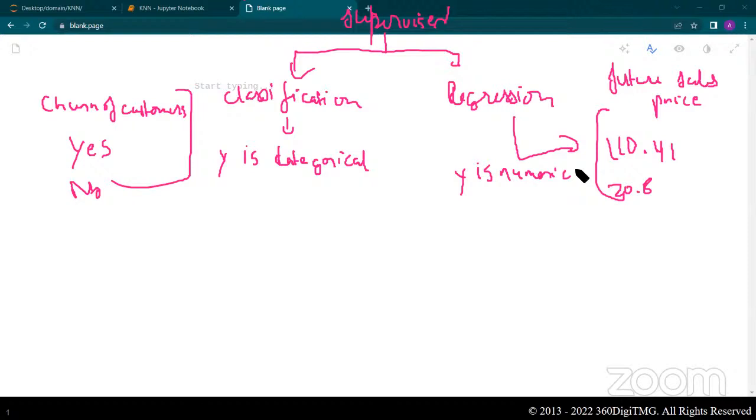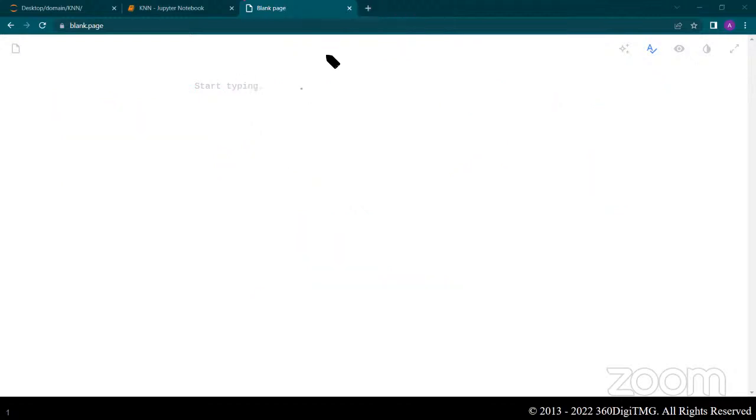Now, what we are taking a look at today is what we call KNN. Now, what is KNN? KNN is K nearest neighbor. With K nearest neighbor, what we are trying to find here is the nearest neighbor for every data point.